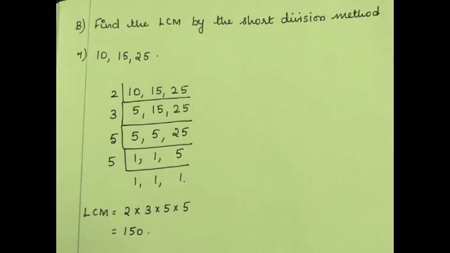Then start dividing the number by 5. So 1 5s are 5, again 1 5s are 5, 5 5s are 25. So again you can divide this by 5. So 1 5s are 5. So the LCM is equal to 2 into 3 into 5 into 5, which is nothing but 150.